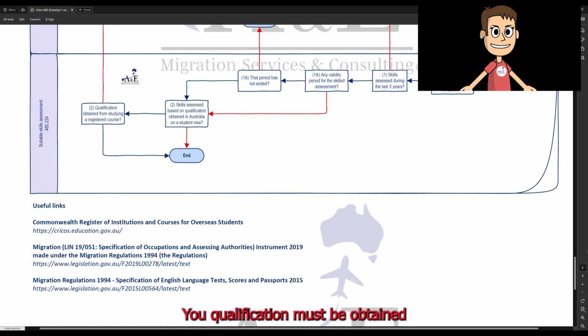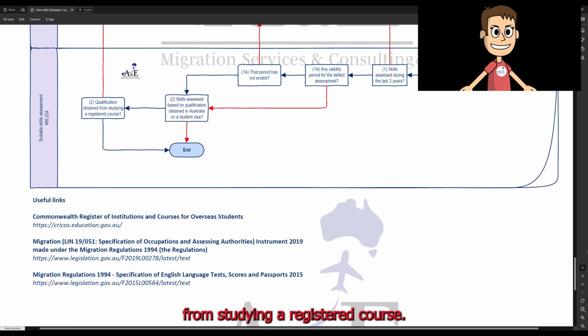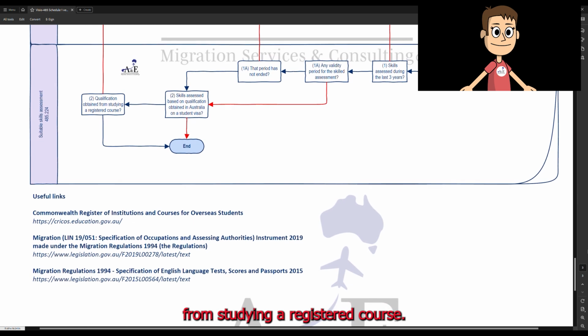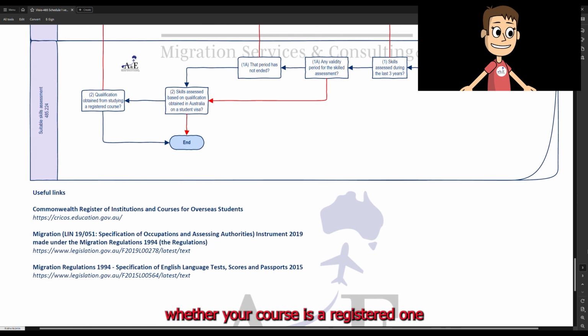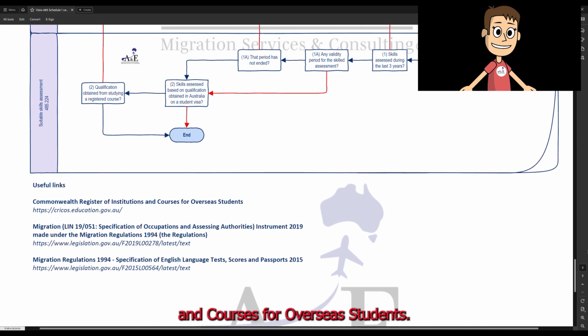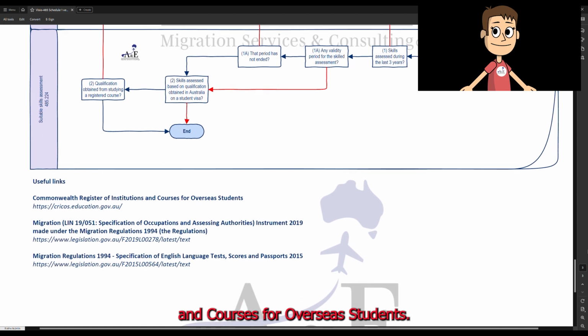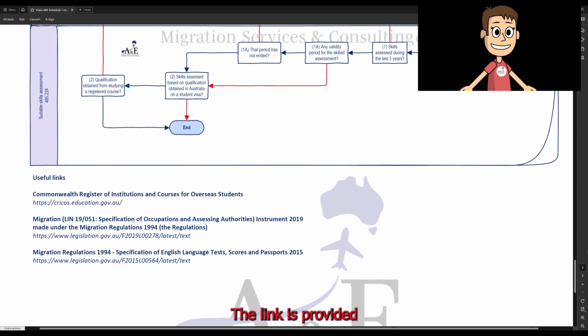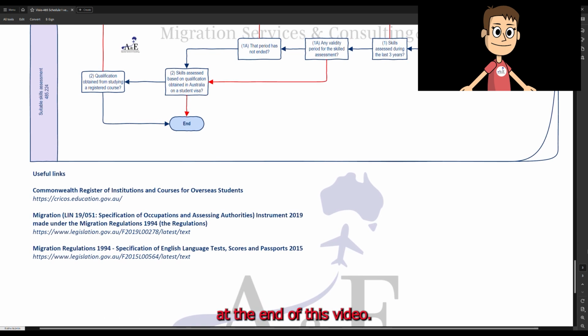Your qualification must be obtained from studying a registered course. You can check whether your course is a registered one at the Commonwealth Register of Institutions and Courses for Overseas Students. The link is provided at the end of this video.